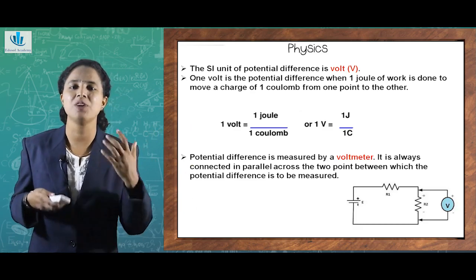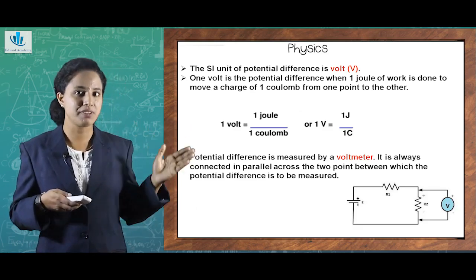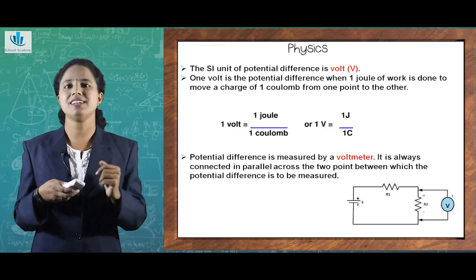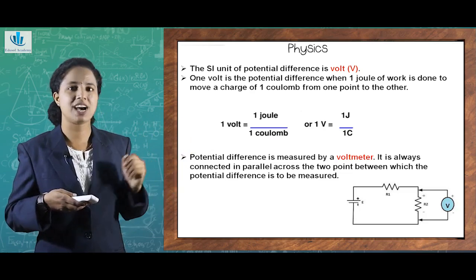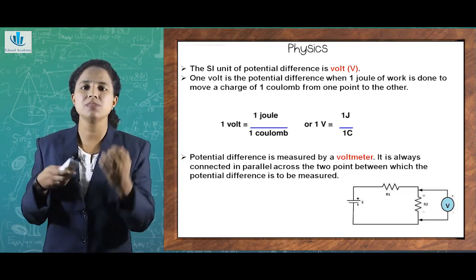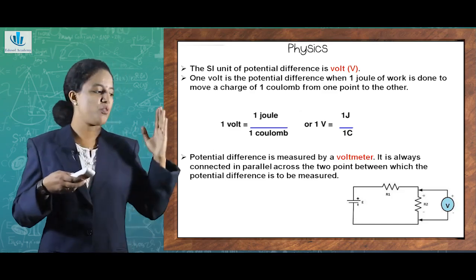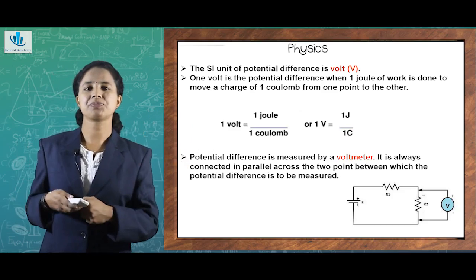So how can I define 1 volt? From this particular equation, you can define 1 volt as the potential difference when 1 joule of work is done to move a charge of 1 coulomb from one point to another. So in terms of units, I can write it as 1 volt equals 1 joule per 1 coulomb.